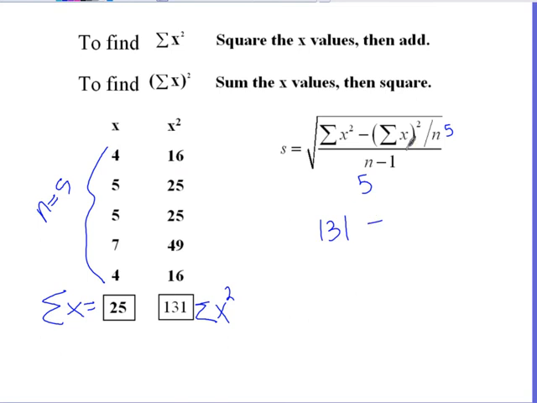This is actually a fraction right here. The way the book writes it is very similar to that up there. I like to write it like this. It's going to be 25 squared over 5 all over 4, and then take the square root.